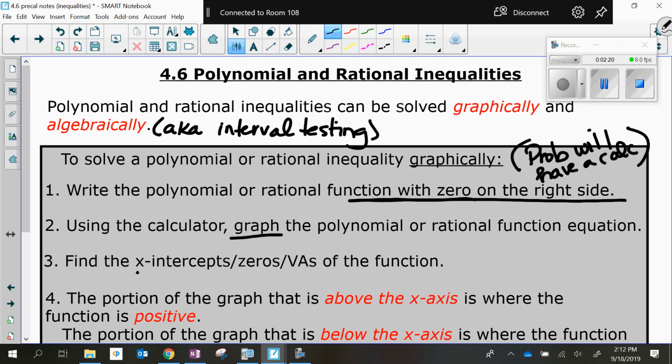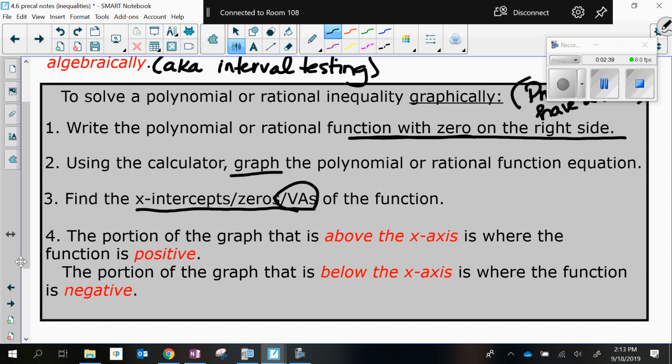Find the x-intercepts and the vertical asymptotes. Remember, x-intercepts and zeros are the same thing. The vertical asymptotes are totally not the same thing. And that's the difference between what Megan was talking about earlier. Now, this is the domain issue.